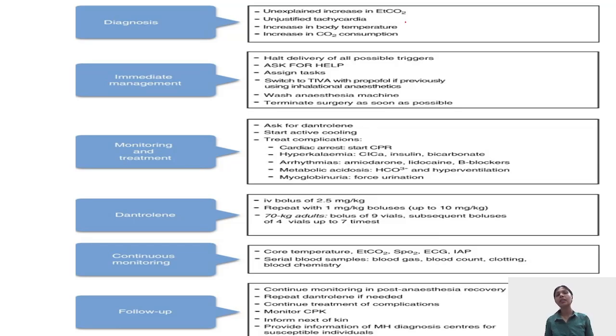Immediate management will mean three things: stop all the triggering agents, resuscitate the patient, stop the surgery. Call for active cooling of the body. Lastly, we have one drug that is used for malignant hyperthermia, that is dantrolene, which is given in the dose of 2.5 mg per kg.